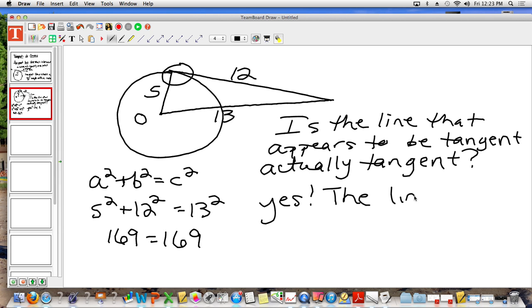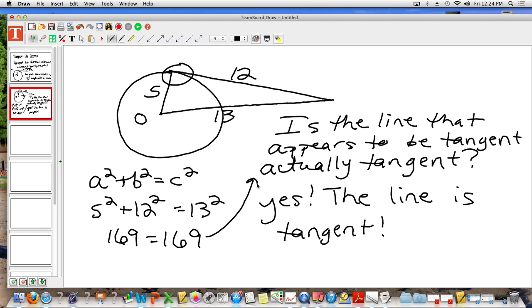The line is tangent. And the reason it is, is because this is a true statement. Let's say that you ended up with 168.4 over here. Well, is 169 the same thing as 168.4? No. If it doesn't work out exactly, then it doesn't work. It would be a no.